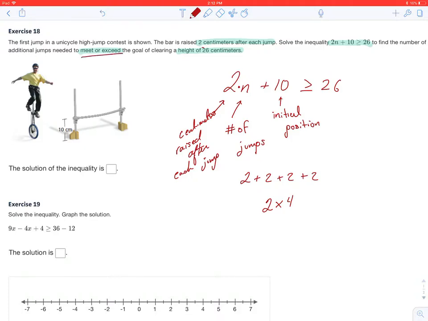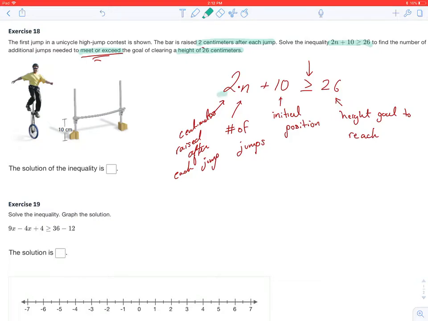And then we also want to meet or exceed, so that means either equal or greater than, which is where this sign comes in, the goal of clearing a height of 26 centimeters. And there's that last piece of information, that 26 centimeters, that's the height goal that we want to reach. So it gave us the inequality that we're going to need in order to solve out this situation here. I really wish that they would have actually had us set up that inequality, because it's really good practice on breaking this down.